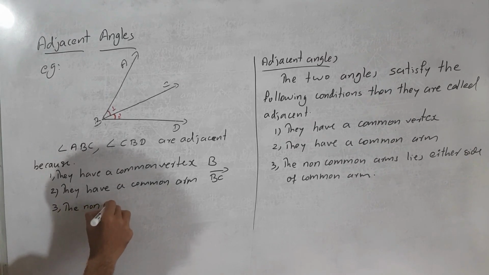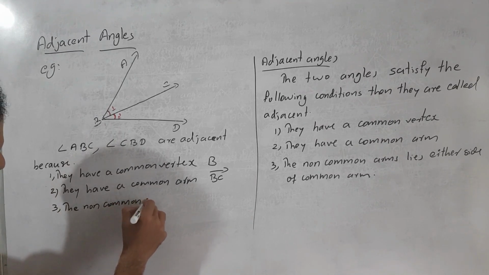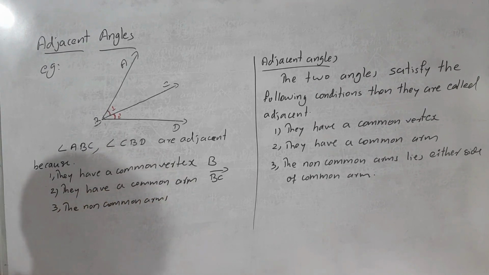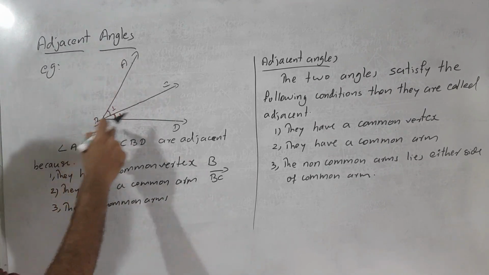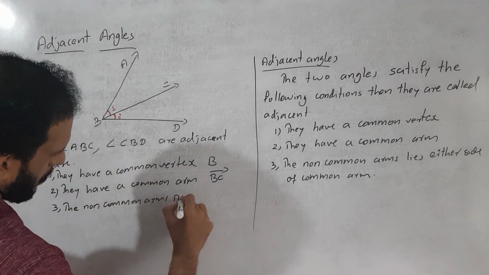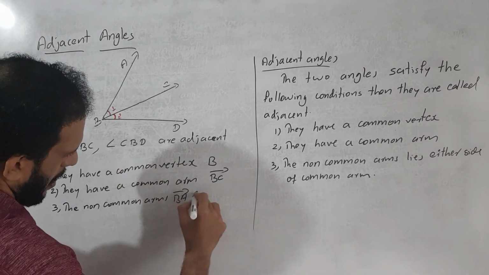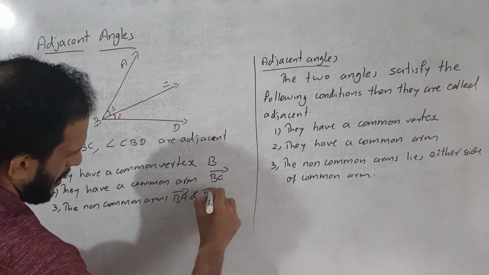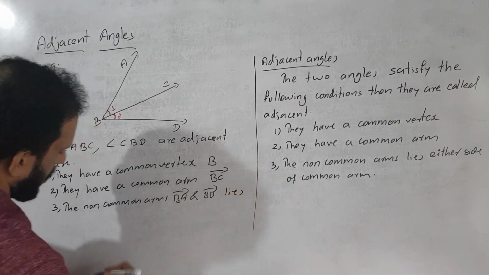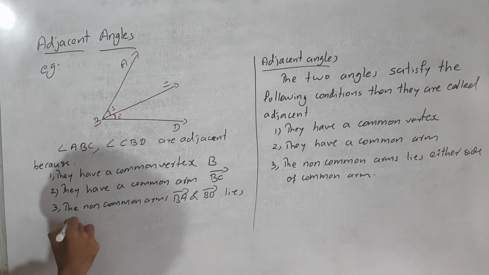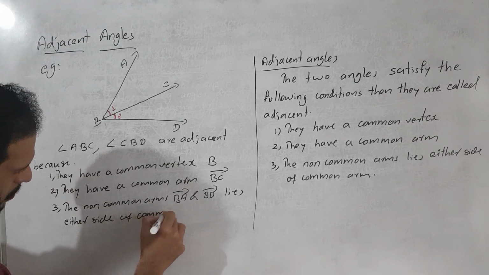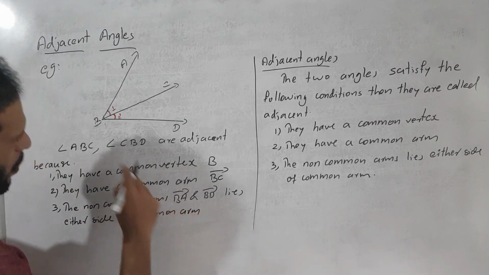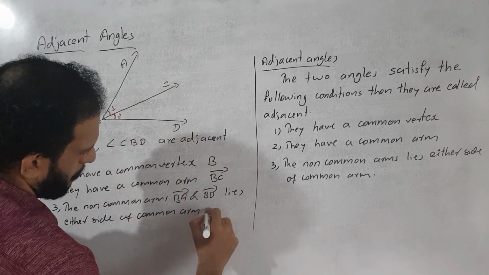The non-common arms. What are the non-common arms? BA and BD. BA and BD lie on either side of the common arm BC.